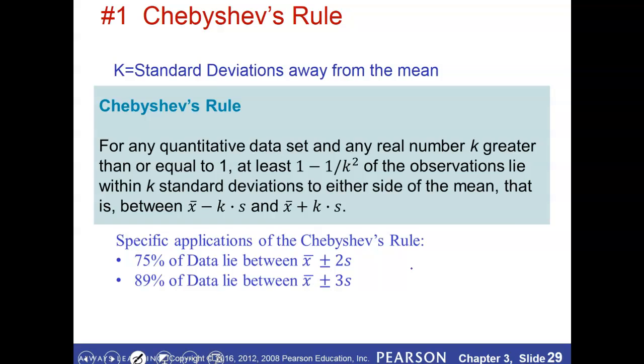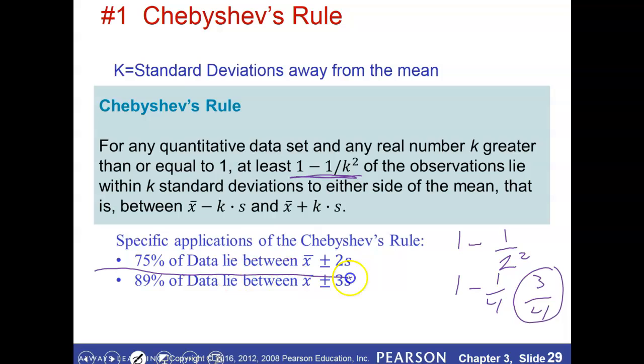Chebyshev was a Russian mathematician who came up with a rule to find out how many data points are 1 standard deviation away from the mean or 2 standard deviations away from the mean. Basically what he came up with was this formula, where the k value is the number of standard deviations away from the mean. For example, for 2 standard deviations away from the mean, it would be 1 minus 1 over 2 squared. That's 1 minus 1 over 4, which is 3/4. That means that 3/4 of the data are within 2 standard deviations of the mean.